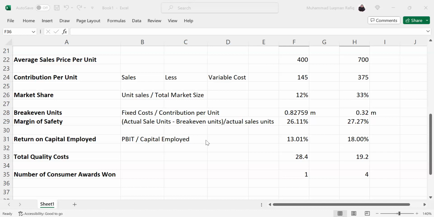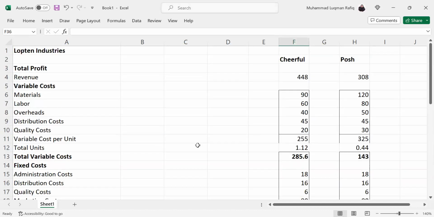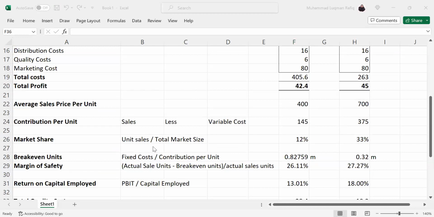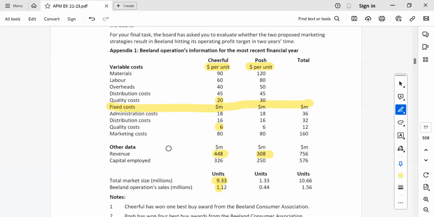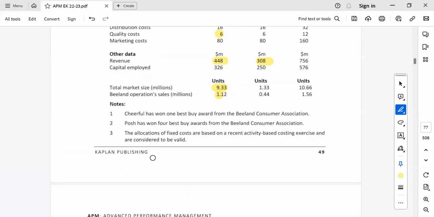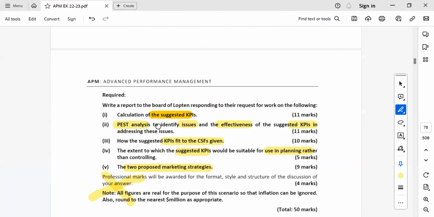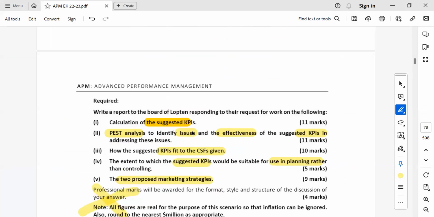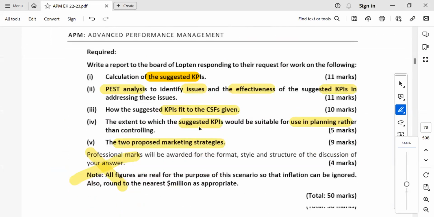I would try to do them. Anyways, now let's come on to the next part of the question, which says that the requirement of the question is a PEST analysis to identify the issues and effectiveness of the suggested KPIs in addressing these issues. So now let's see what we need to do.